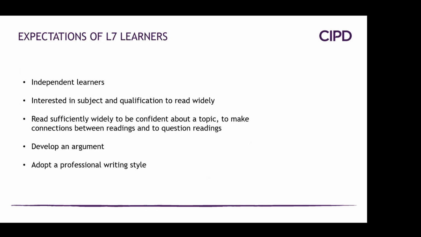Other things we're looking for? Well, at level 7, it is necessary to demonstrate that you have become what is known as an independent learner. In other words, you are comfortable, proficient at finding your own information, going out, looking for the evidence you need, looking for articles, looking for examples in order to build your own case in answer to the question.